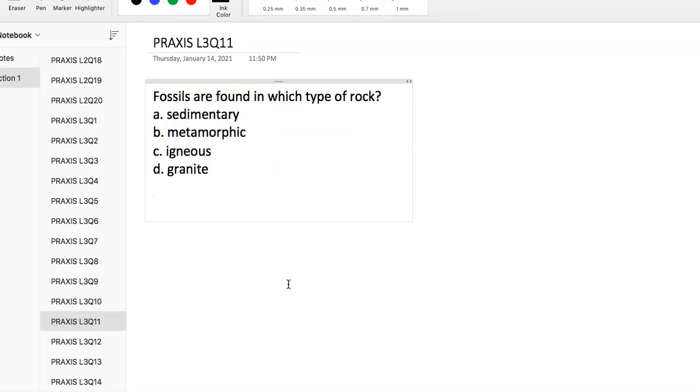Okay, and then we're jumping to science. Fossils are found in what type of rock? That would be sedimentary. The reason is that these rocks form at low temperatures and pressures. On the other hand, igneous rocks form at temperatures and pressures that are high enough to destroy any organic remains. On rare occasions, fossils are found in metamorphic rocks, but they are deformed by heat and pressure.